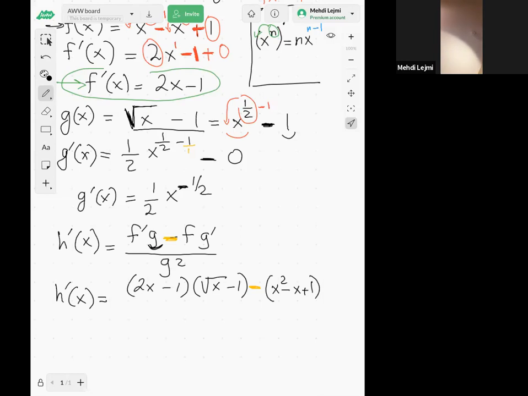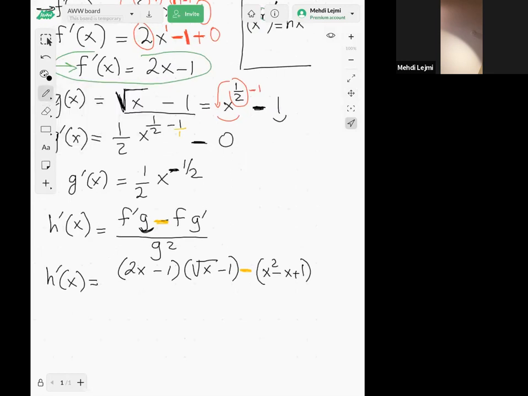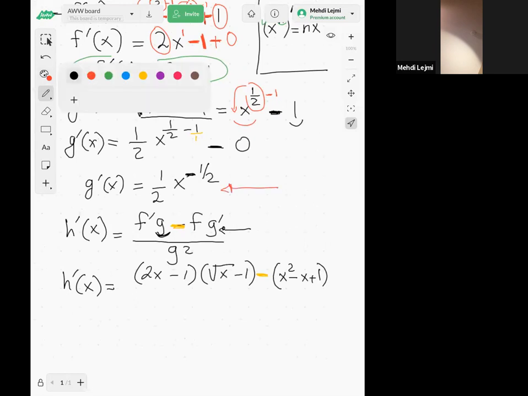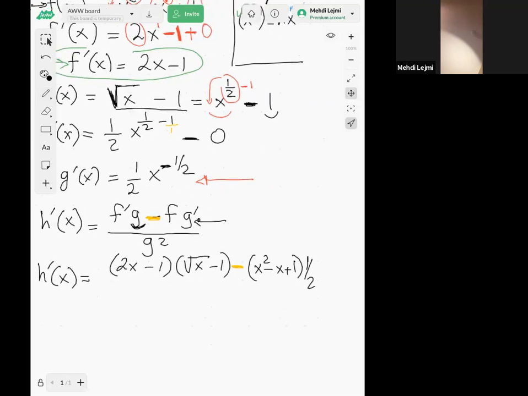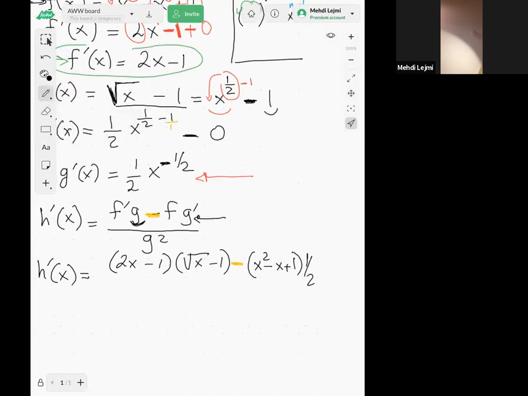So then we said times the g prime. So here's the g prime, right? Where's my g prime? Well, g prime, we said it's this half x to the power negative half, right? And the whole thing, of course, divided by g squared, right? So my g again is the square root of x minus 1, squared.